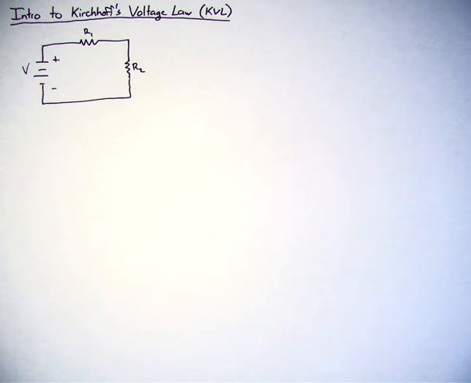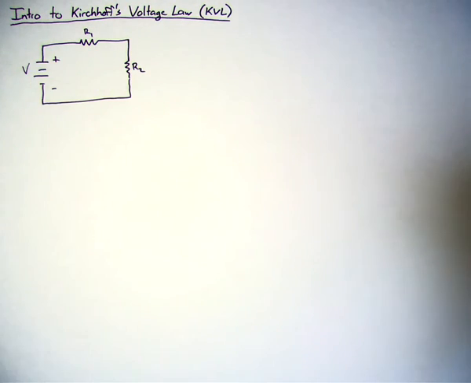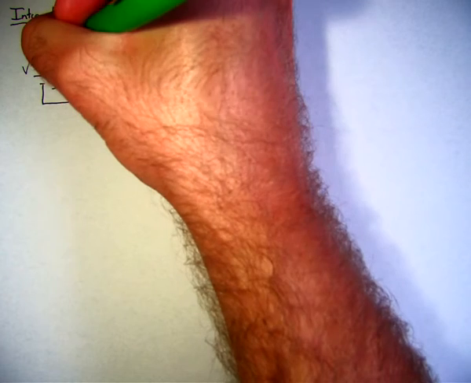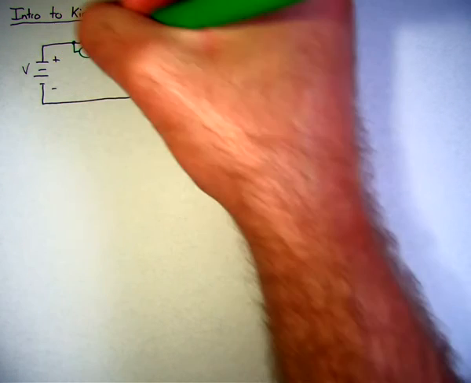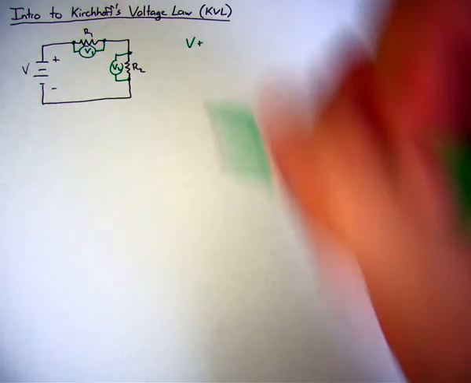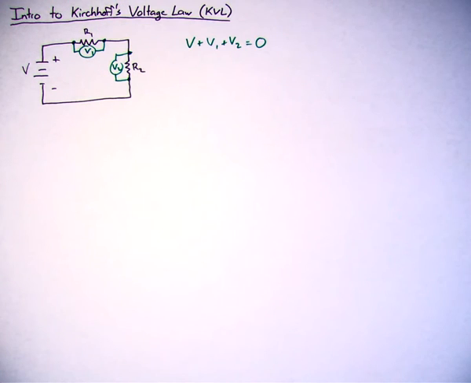What it's saying is that the potential difference, the voltage that's being used by every element in the loop, I should say, is equal to 0. So in this case, what it means is that V plus whatever the voltage is across this resistor plus whatever the voltage is across this resistor, so V plus V1 plus V2 equals 0. That's Kirchhoff's voltage law.